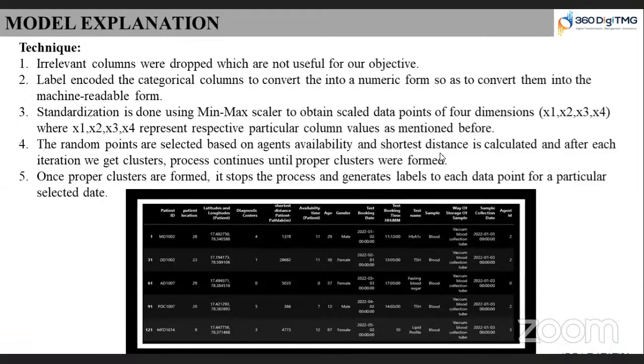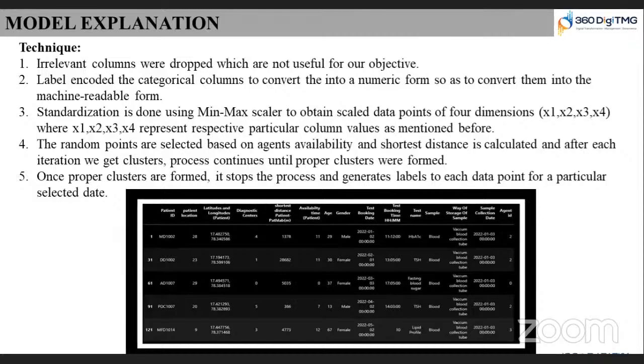Model explanation. This slide explains about technique applied for model building and prediction. Firstly, we dropped irrelevant or unnecessary columns which are not useful for our objective. Next, we label encoded the categorical columns to convert them into a numeric form so as to convert them into the machine readable form. Third is standardized data using min-max scaler to obtain scaled data points for particular 4 column values as mentioned above.